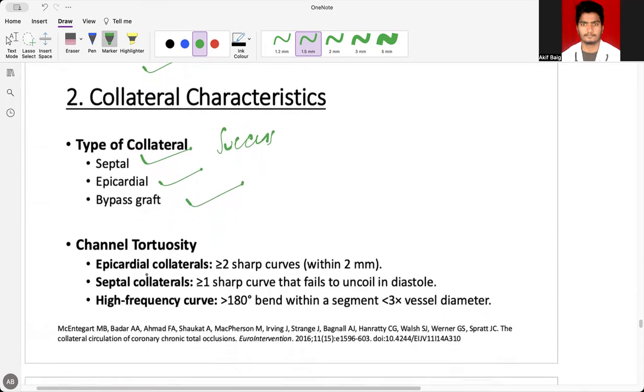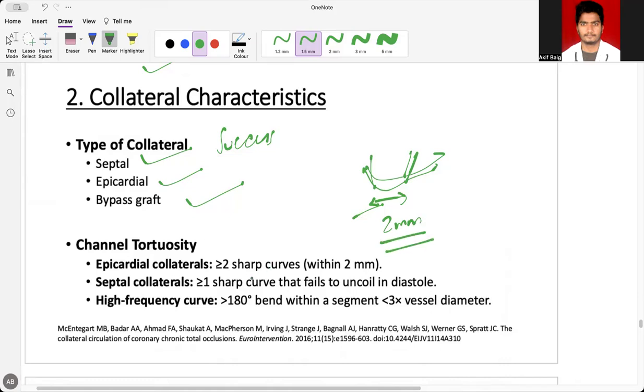Channel tortuosity, epicardial collateral. Suppose there are more than two sharp curves within 2 millimeters. Suppose this is one curve and there is another curve forming here within the 2 millimeters. If that is there, then there are higher chances of failure.